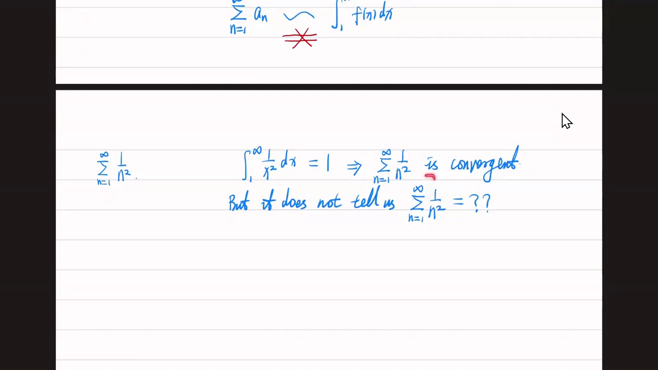To actually find this number, it comes from something in Fourier series. Maybe we mentioned this name before.